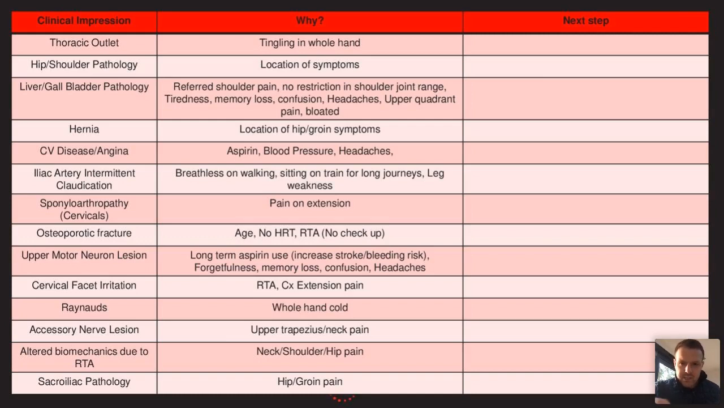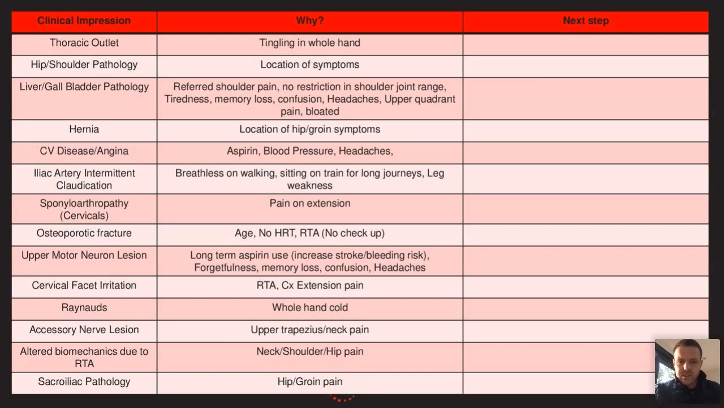Raynaud's was mentioned by a couple of people. Now, I think I mentioned this on Wednesday. Raynaud's usually affects both hands because it's a systemic problem. So the fact that it was just in one is a little bit confusing. Okay, it could be Raynaud's, but it's less likely. So the other things are more likely, but it's still something that you'd want to get checked out.